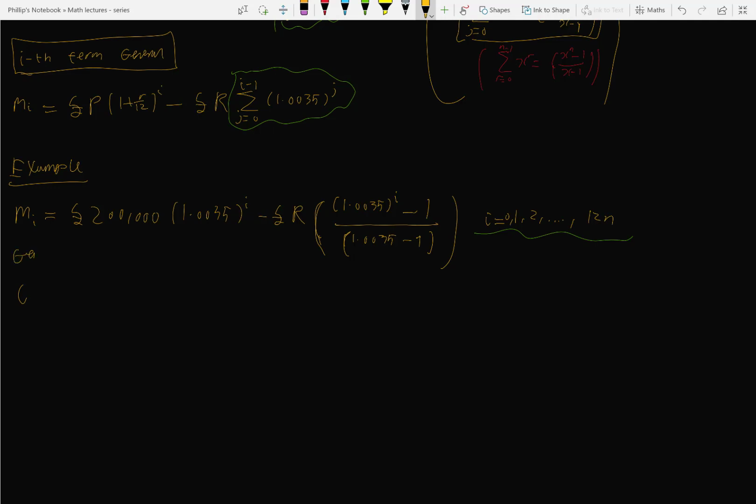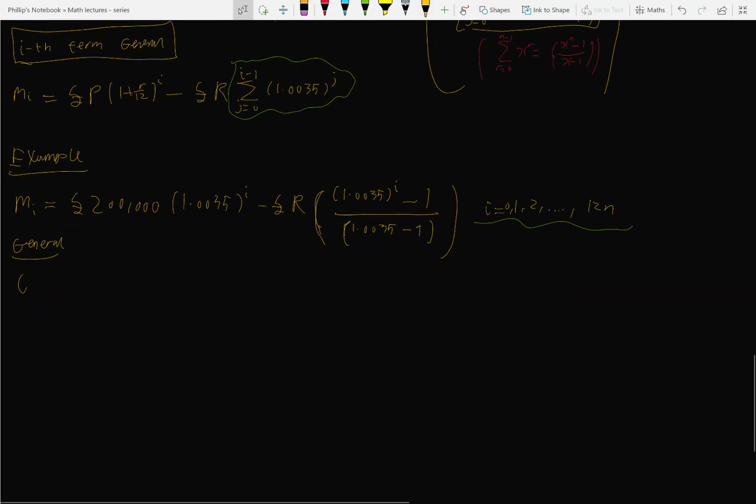For the general case, when we take 200,000 for P, and R is for 4.2% and all that, what we're going to get instead is M underscore I is equal to P times by 1 plus R over 12 to the I minus capital R times by 1 plus R over 12 to the I minus 1 divided by, so this here can also be written as just 0.0035, and this here can be just written as 1 plus R over 12 minus 1, or just R over 12.